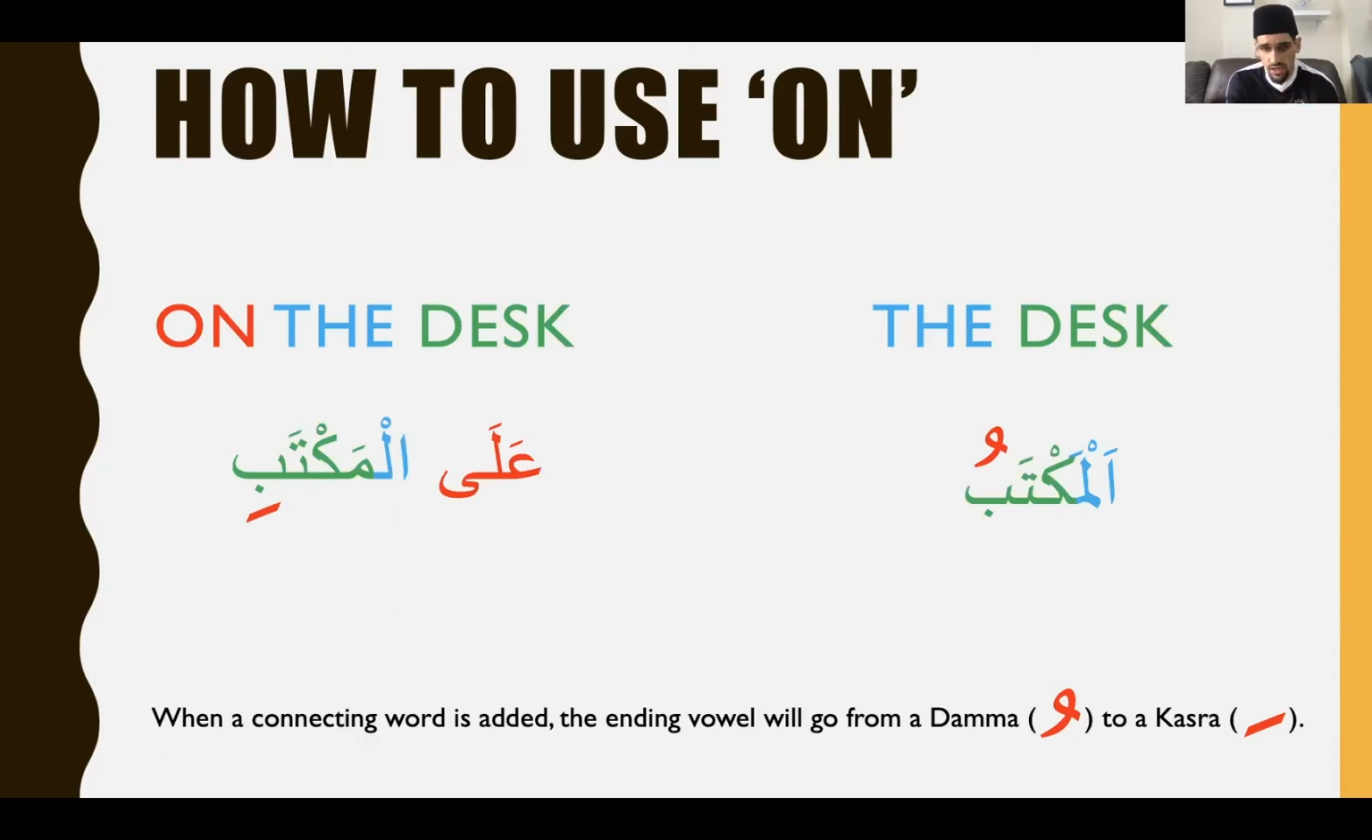Note here that I'm not saying ala al-maktabi. Just for the ease of saying it, you connect the first word to the second word. So ala al-maktabi, not ala al-maktabi. It makes it a bit harder to say when you say it like that. It's not wrong, but to make it easier when you speak, you say ala al-maktabi or fil masjidi, fil bayti, instead of fi al-bayti or fi al-masjidi. Same here, ala al-maktabi, on the desk.